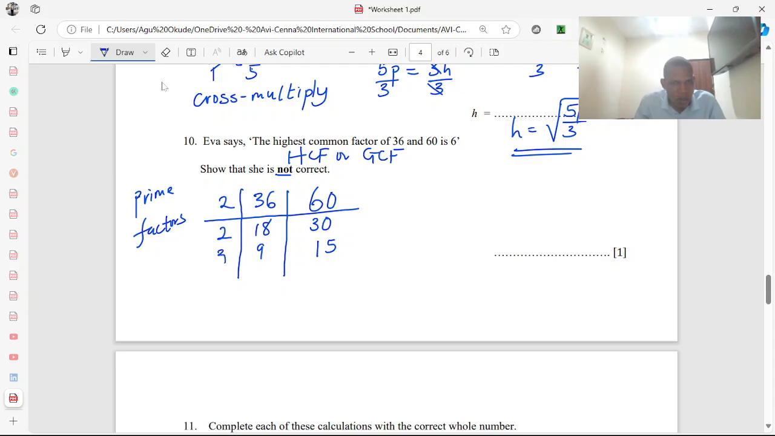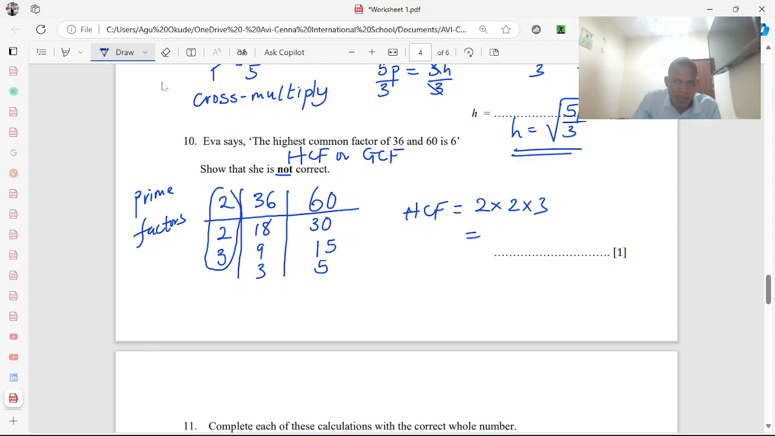Now 3 can go. If I divide 9 by 3, I get 3, no remainder. If I divide 15 by 3, I get 5, no remainder. Now I have 3 and 5. There's no prime factor that can divide 3 and 5 at the same time. So the HCF now becomes, you multiply everything you have here to get the HCF. So I will do 2 times 2 times 3.